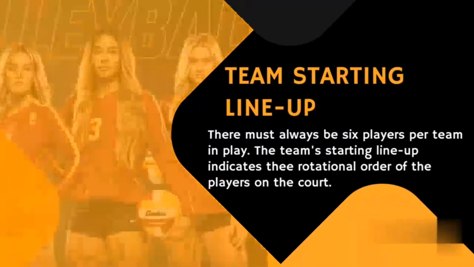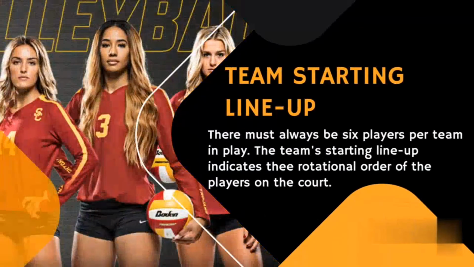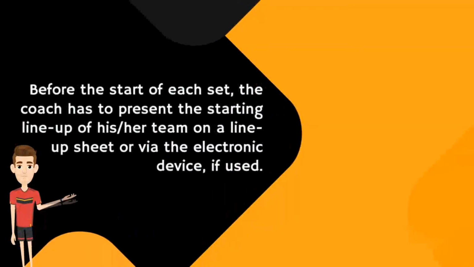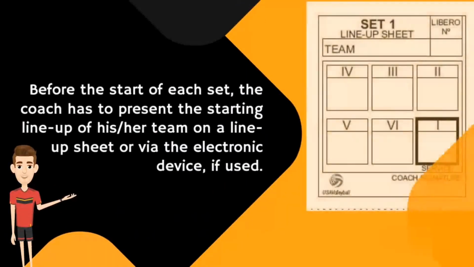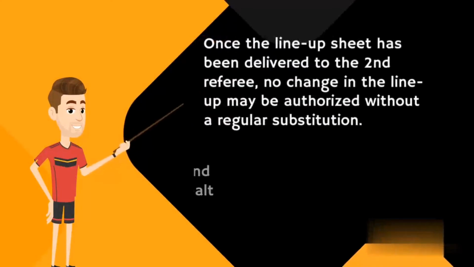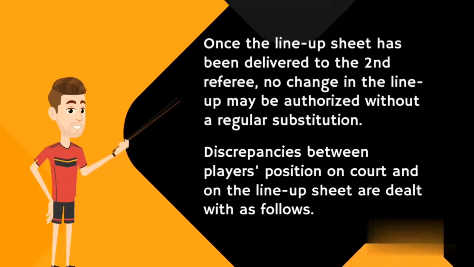Team starting lineup. There must always be 6 players per team in play. The team starting lineup indicates the rotational order of the players on the court. Before the start of each set, the coach has to present the starting lineup of his or her team on a lineup sheet or via the electronic device if used. Once the lineup sheet has been delivered to the second referee, no change in the lineup may be authorized without a regular substitution.